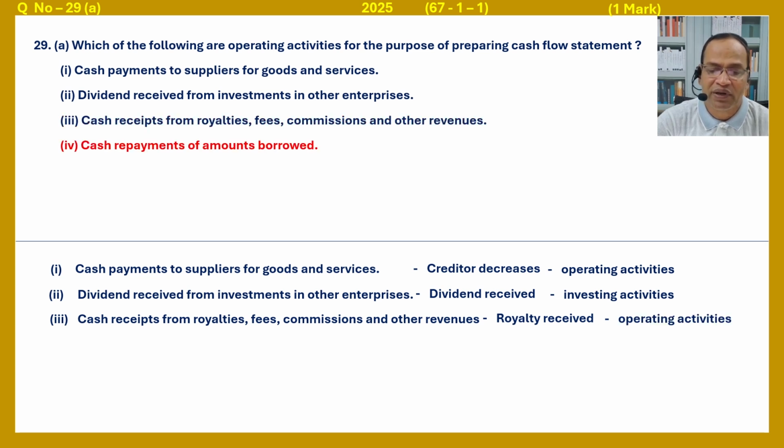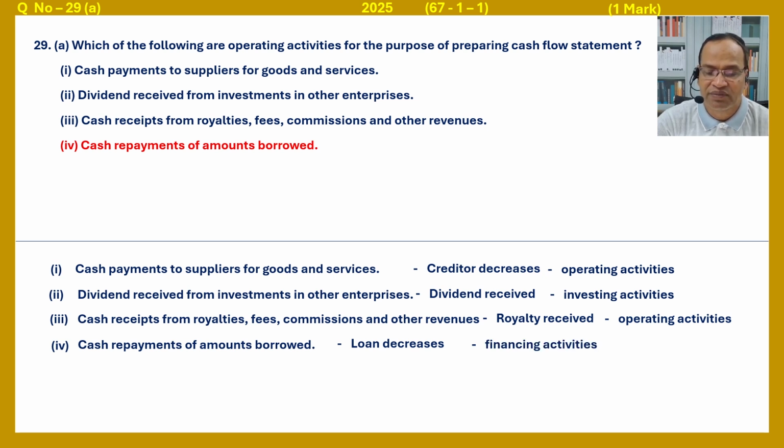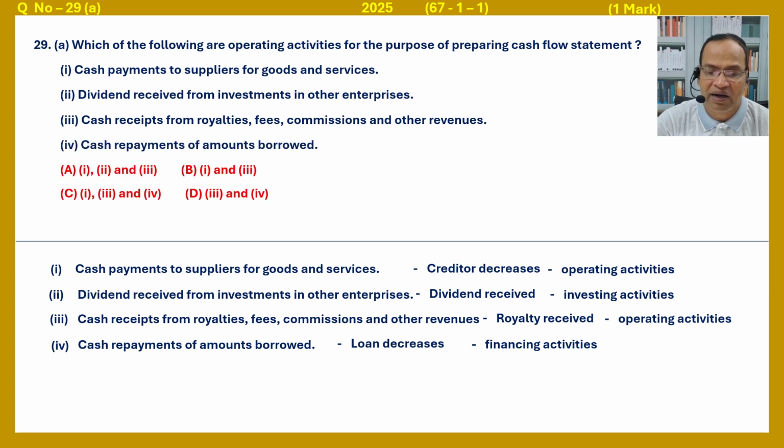Cash repayment of amount borrowed, that is loan decreases. Amount borrowed, if repaid, loan decreases, then loan comes under financing activity, so it is financing activities. Answer: operating activity 1, 3. Which of the following are operating activity? 1 is operating activity, 3 is operating activity. Therefore, answer B.